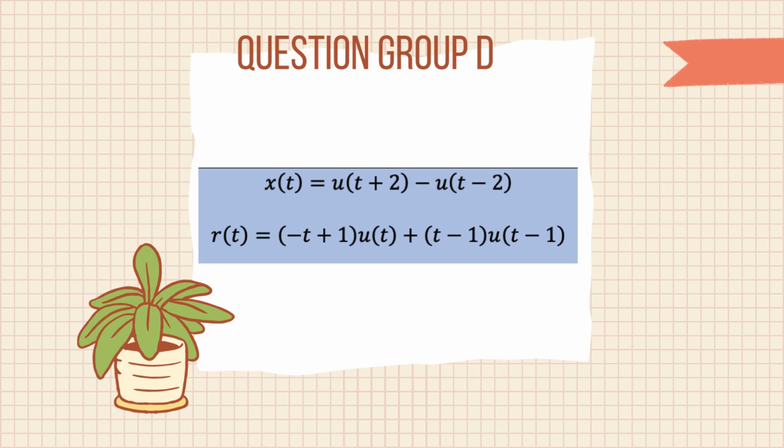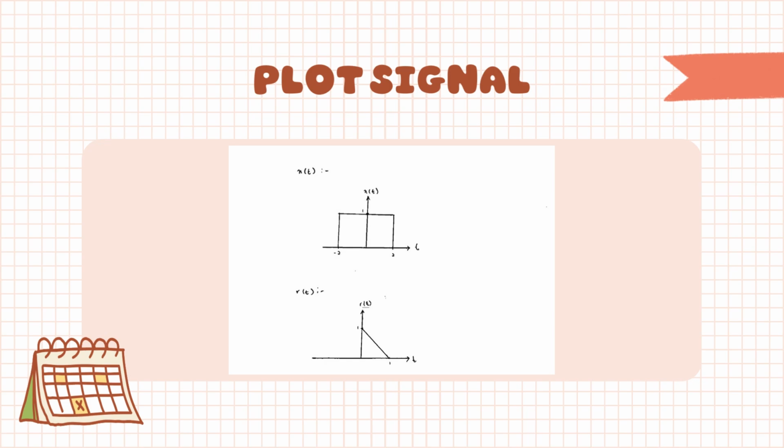The signal given to us is stated below. As we can see, two different signals need to be designed and convoluted. We will explain each signal definition and how the convolution takes place. Okay, the plotting of the signal is shown below.